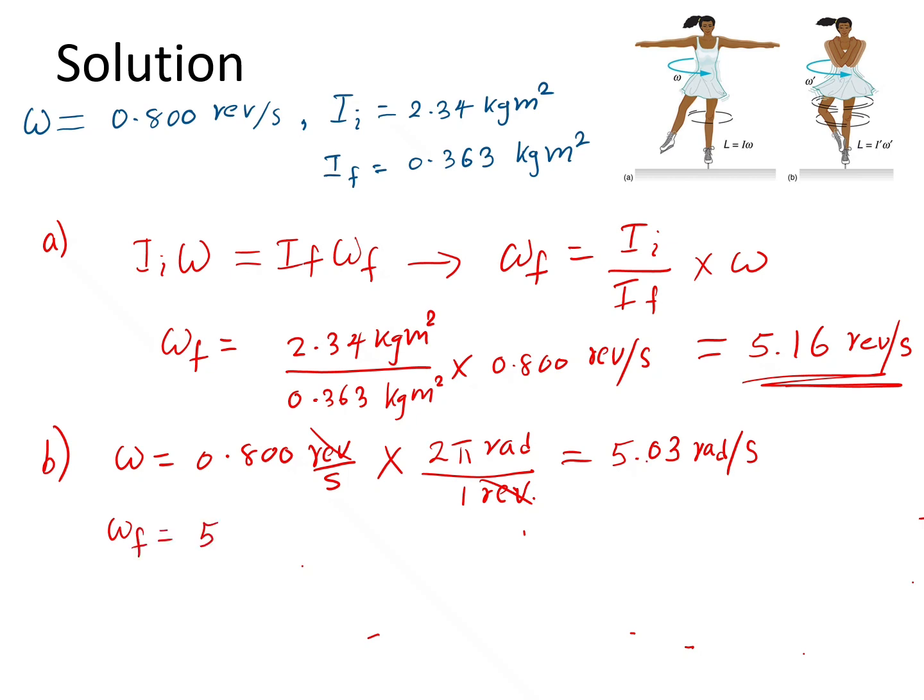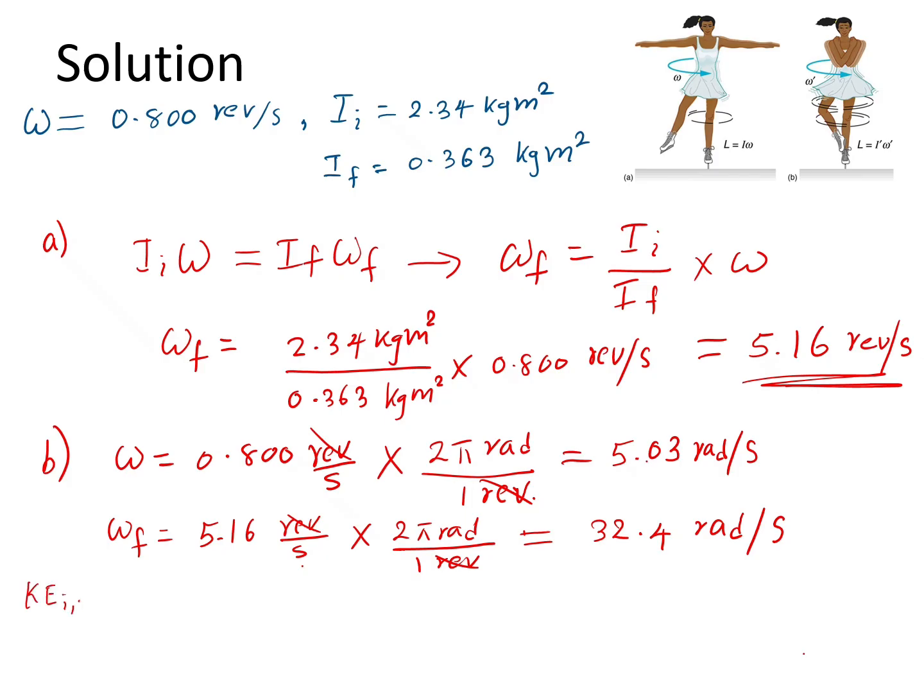And we can convert the final angular speed using the same method. So 5.16 revolutions per second multiplied by 2 pi radians divided by 1 revolution, and revolution cancels out. This equals 32.4 radians per second.